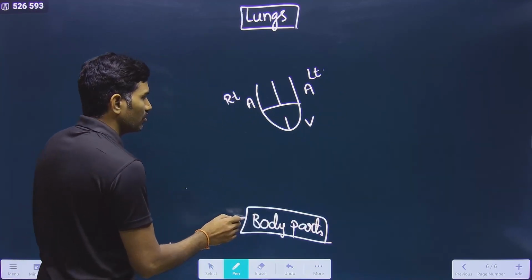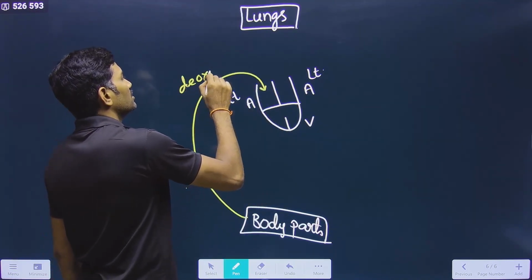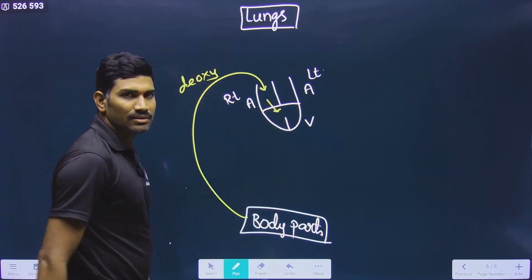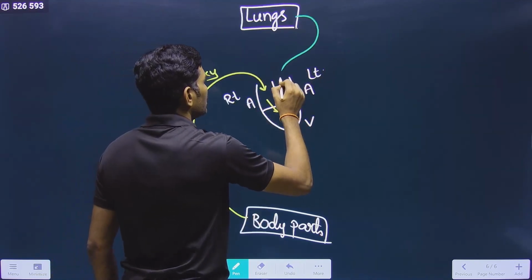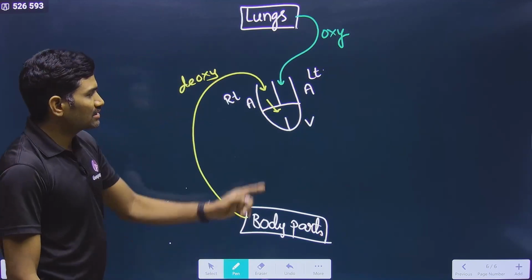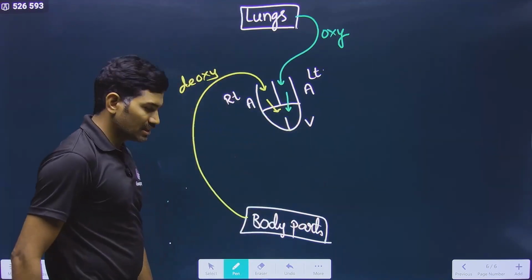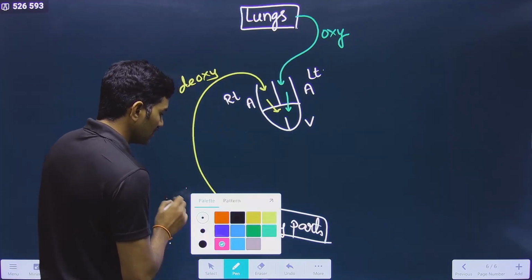And here, same mechanism. From the body parts, deoxygenated blood is going to the right atrium. From the right atrium, it is going into the ventricle. From the lungs, oxygenated blood is coming to the left atrium. From the left atrium, oxygenated blood is coming into the ventricle. Now within the ventricle, it is mixed.